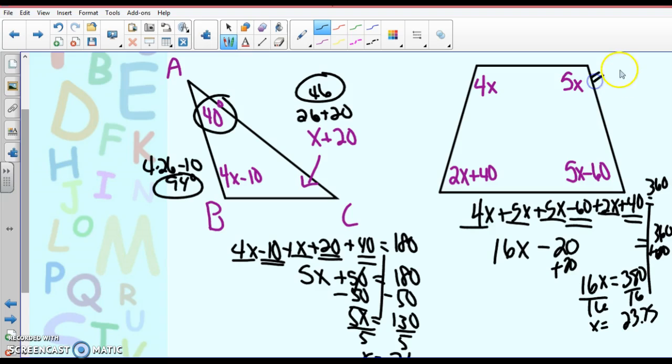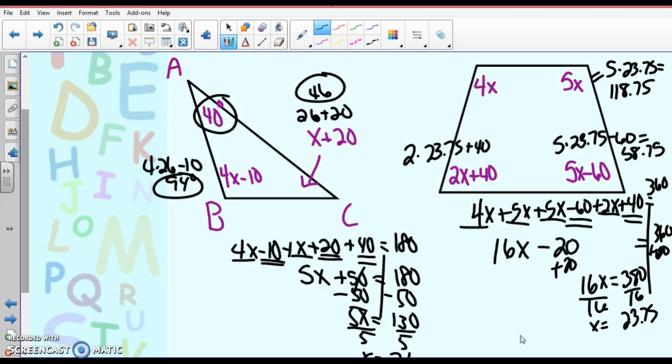But once I know that x is 23.75, I'm going to substitute. 5 times 23.75 gives me 118.75. This will be 5 times 23.75 minus 60, which gives me 58.75. This will be 2 times 23.75 plus 40, which gives you 87.5. And 4 times 23.75 gives me 95. And if I add 95, 118.75, 58.75, and 87.5, I will get 360.